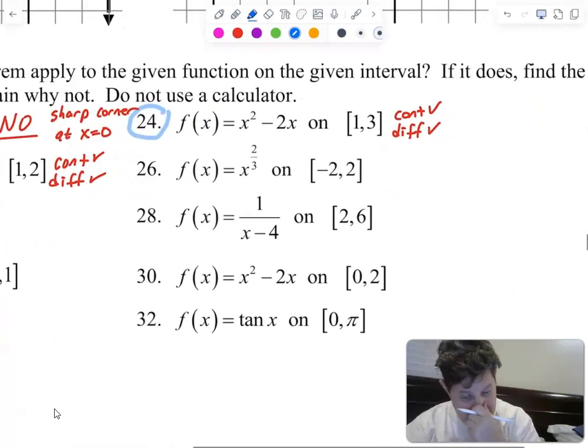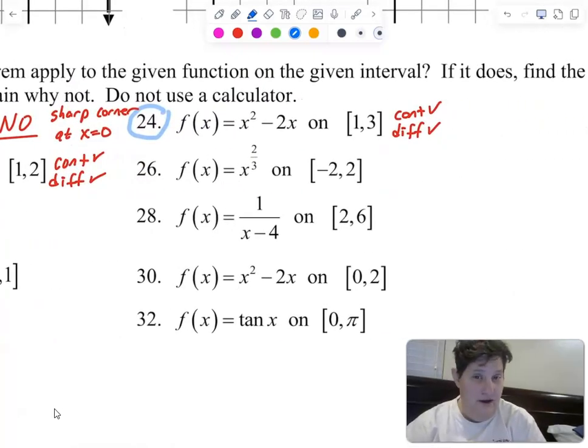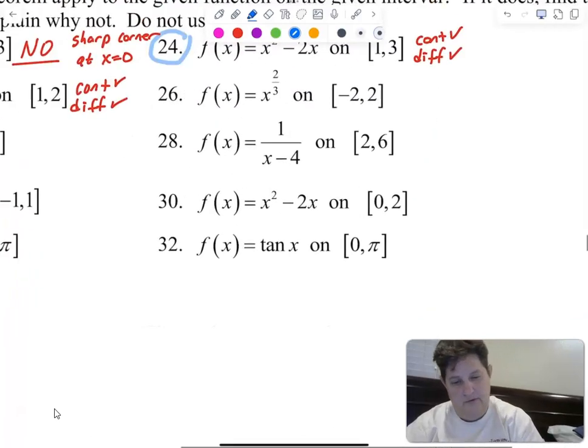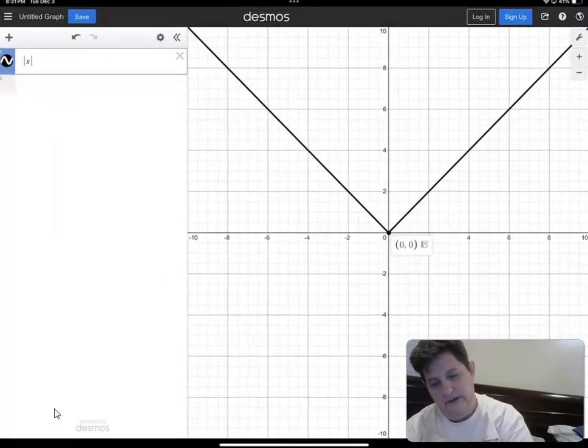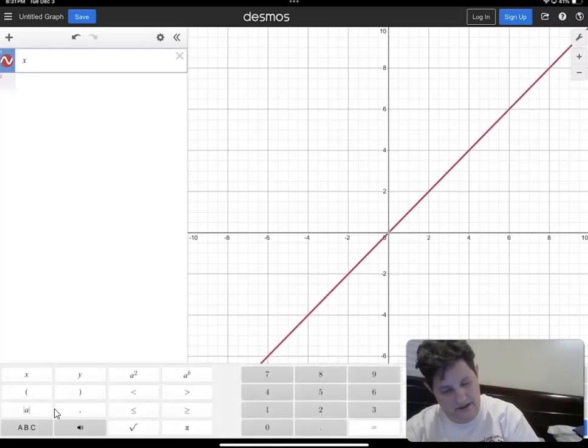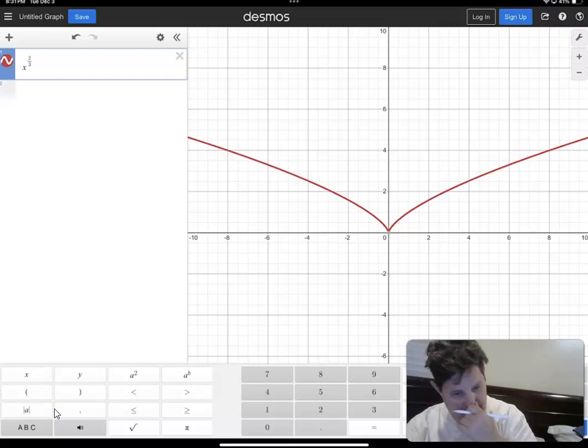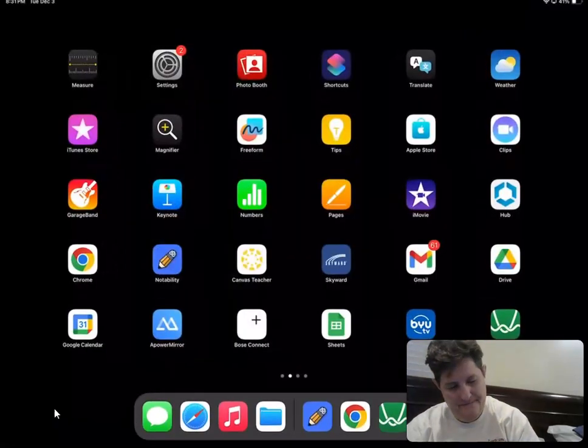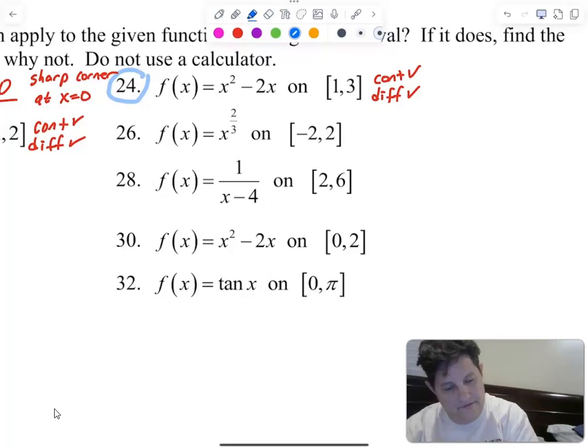Okay, 26. Now it's really good to know what the graph of x to the 2/3 looks like. You guys know that. The reason I like this graph is it's one of the few graphs that has a naturally occurring cusp that's not from a piecewise function or whatever. So there's a cusp. So from -2 to 2, are we allowed to do this? No. And the reason why is because it has a cusp at 0. So we are not going to.